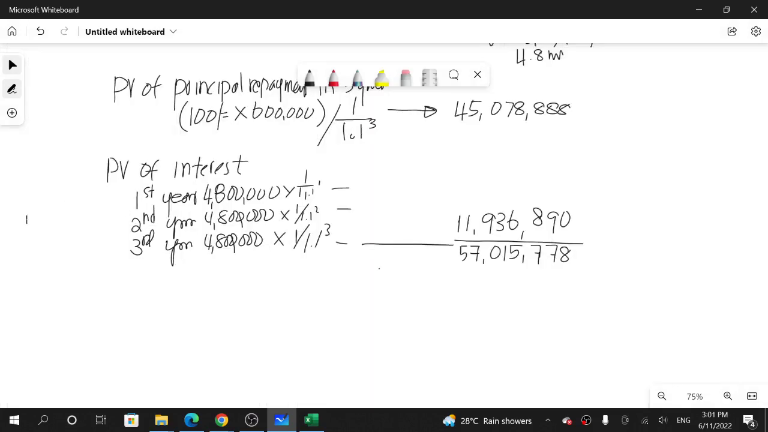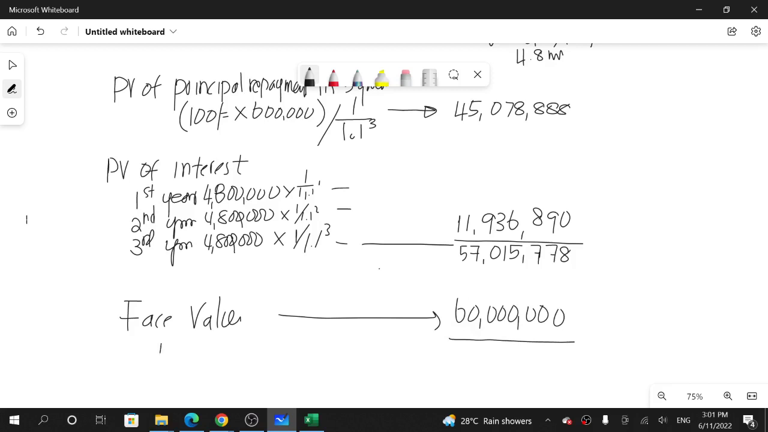Okay. Then you want to compare this with the face value. How much was the face value? Face value of this was 60 million. The difference you want to consider as the equity, which becomes 2,984,222. So this is the equity component.